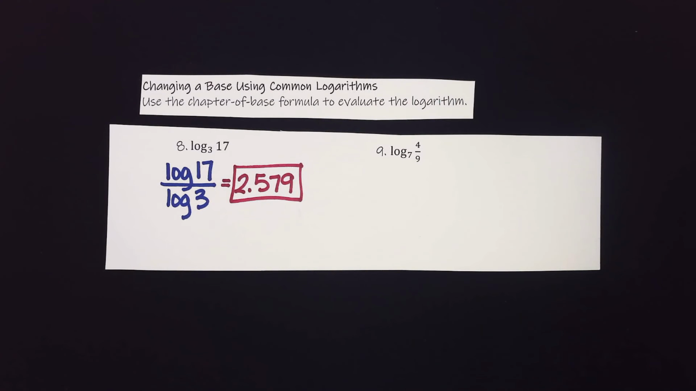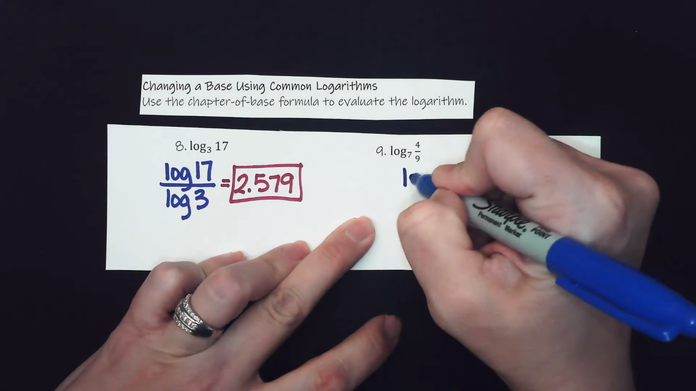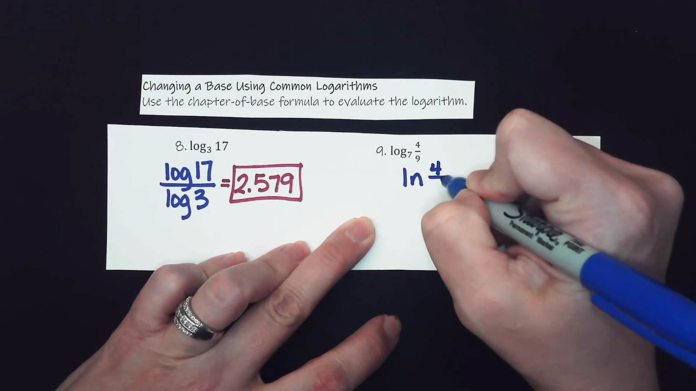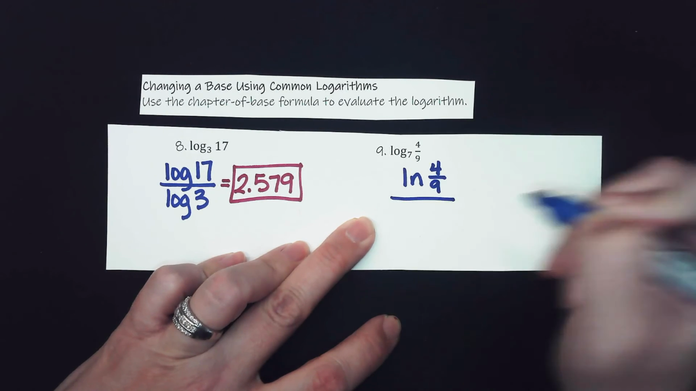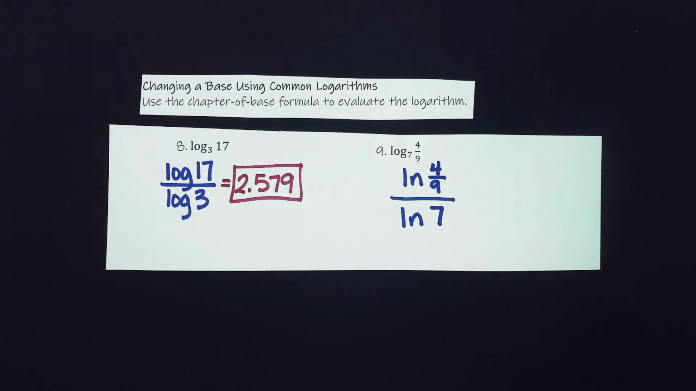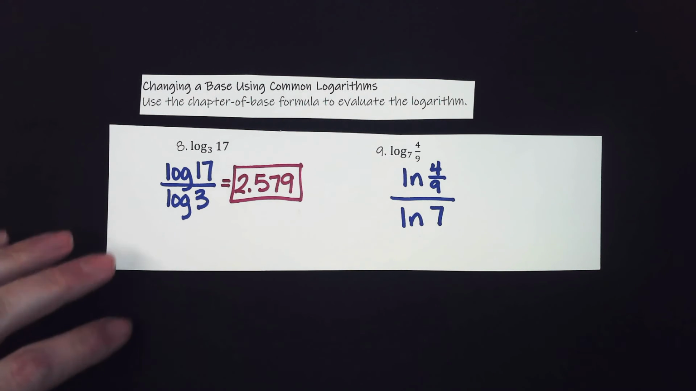Let's try the same thing with number 9, but this time I'm going to use the natural log because I also have that button as well. So I'm going to say the natural log of 4/9 divided by the natural log of 7. I can use either log or natural log. I just have to use the same one in that problem.